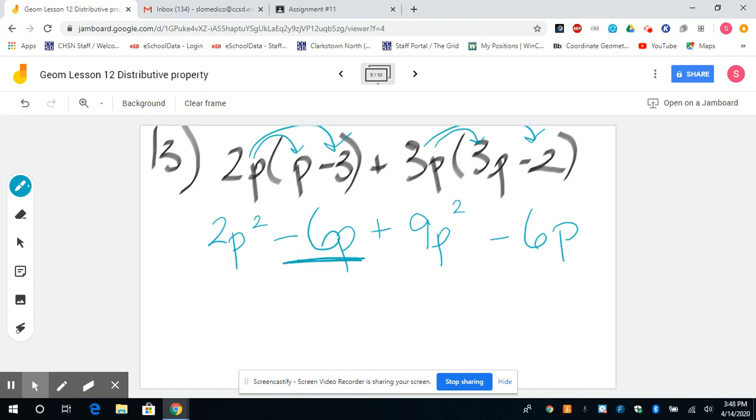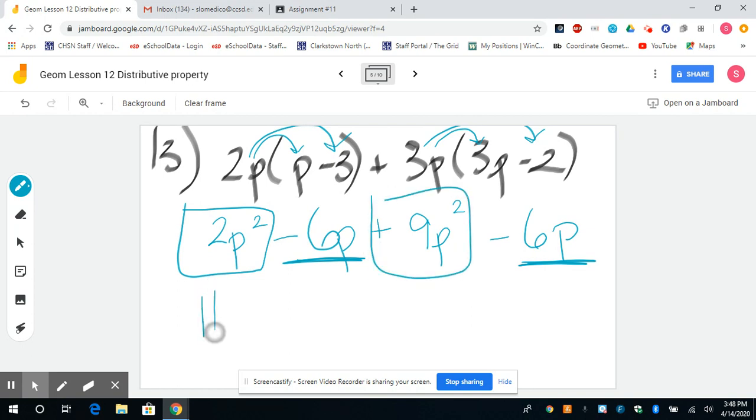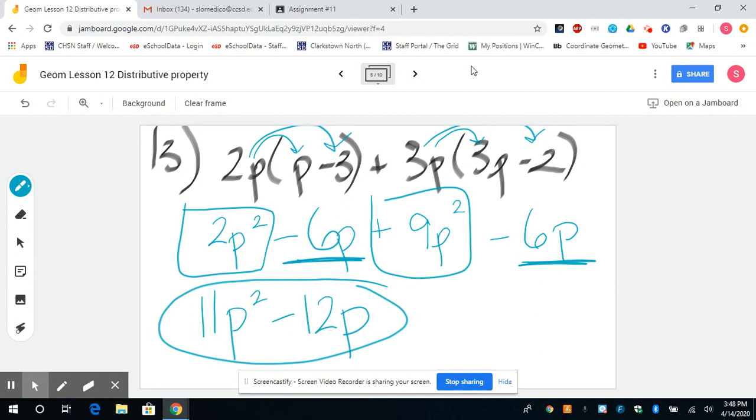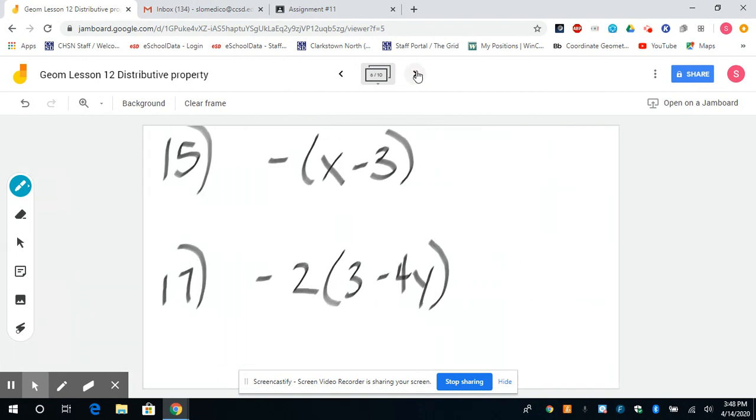Combine like terms. So this one can go with this one. This one can go with this one. So 2 plus 9 is 11p squared. Negative 6 minus negative 6 is negative 12p. All right.